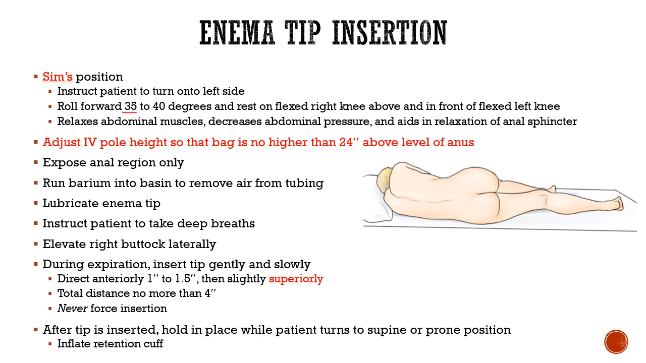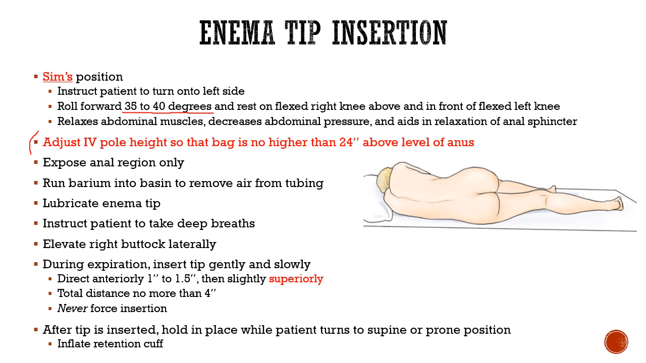They're going to roll 35 to 40 degrees and rest on the flexed right knee above and in front of the flexed left knee. This is going to relax the abdominal muscles, decrease abdominal pressure, and aid in relaxation of the anal sphincter. You want to adjust the IV pole so that the bag is no higher than 24 inches above the level of the anus. We want to expose the anal region only so that the patient is otherwise completely covered. We want to run barium into the basin to remove air from the tubing.